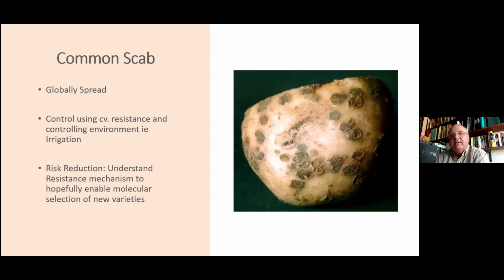Common scab is global, and we've learned to live with it. The controls really are varietal resistance, and also controlling the environment to make it less suitable for its multiplication, in this case through the use of irrigation. The downside is that by using irrigation, you increase the prevalence of another fungal pathogen called powdery scab, and also another bacterial pathogen, blackleg. So from a science point of view, can we better understand the resistance mechanism within cultivars that do show resistance, and then hopefully enable more rapid selection during plant breeding through molecular selection of new varieties.